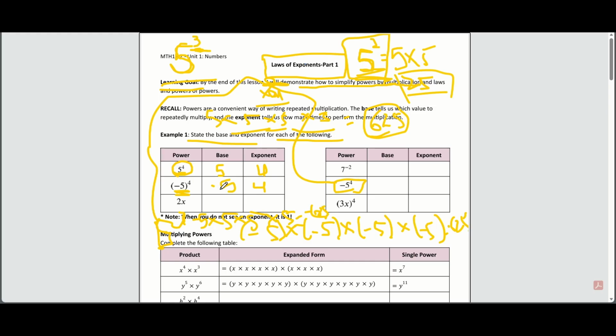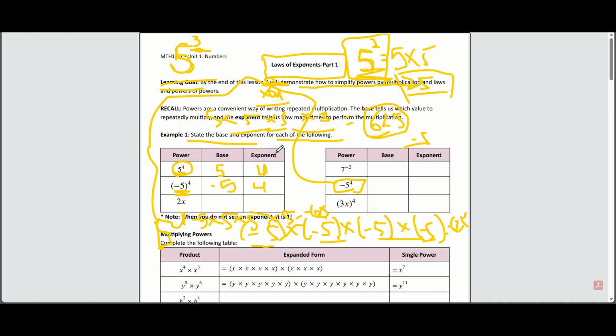We get the difference because when it's in a bracket, they're essentially saying it's the same number being repeated over and over again, negative 5 times negative 5 times negative 5 times negative 5. But when it's negative 5 not in a bracket to the power of 4, there's only one negative 5 and all the other 5s are positive.